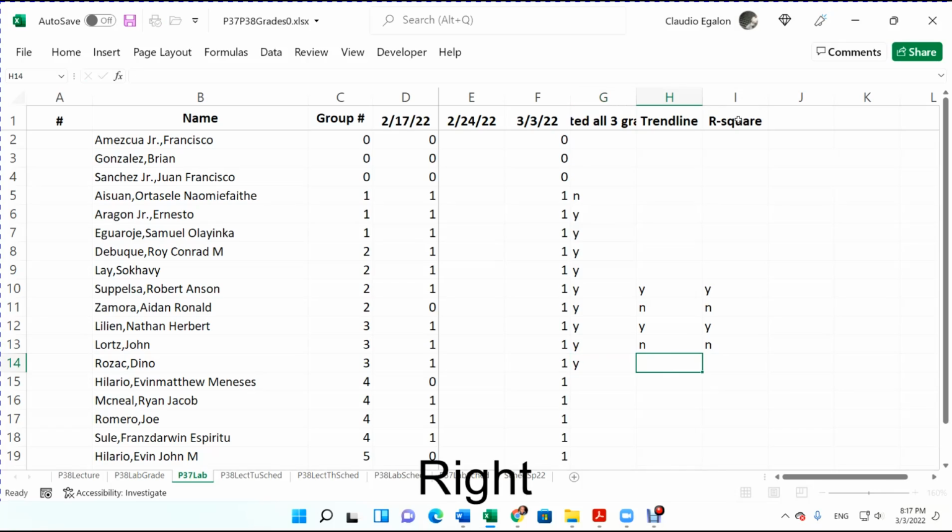Yes to both. Okay, don't forget that the syllabus spells out how to do the trend line and the R square.